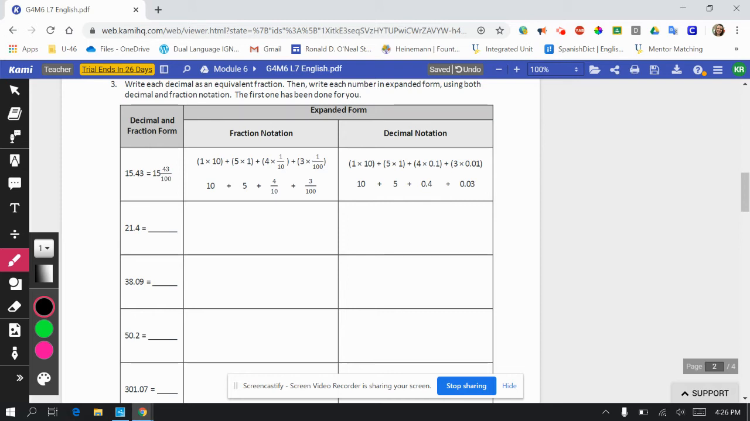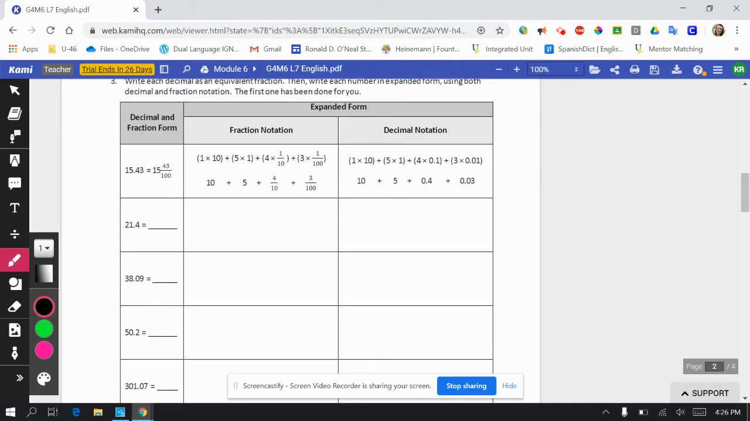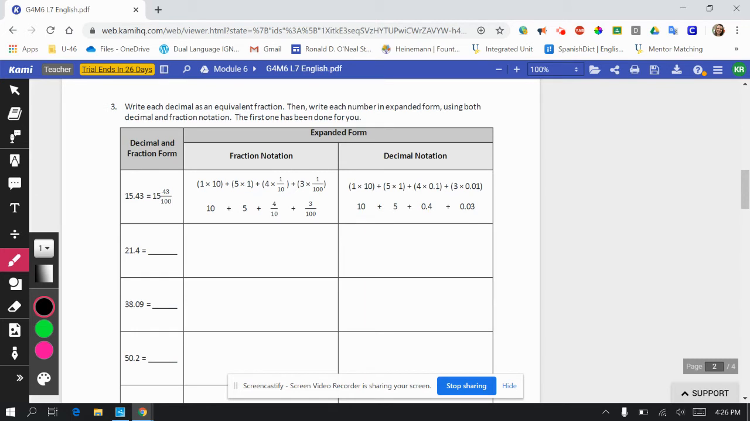Number 3, write each decimal as an equivalent fraction. So that would be step 1. Let me scroll up. Here we go. Okay, so that's step 1. Then write each number in expanded form using both decimal and fraction notation. So the second step then would be decimal. Third step would be fraction notation.